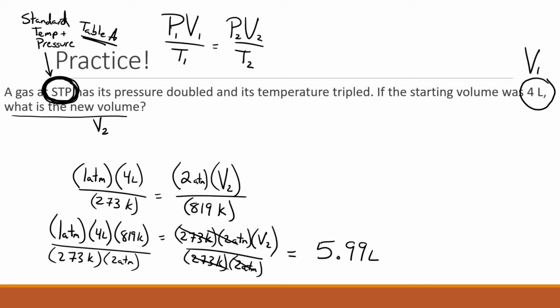So even though this question only gave us one real number, they told us STP, which connects us back to Table A to give us 1 atmosphere and 273 Kelvin. Right? They connected us back to Table A to find the rest of what we needed. And then they told us pressure doubled, temperature tripled. So we were able to fill in our P2 and T2 values.